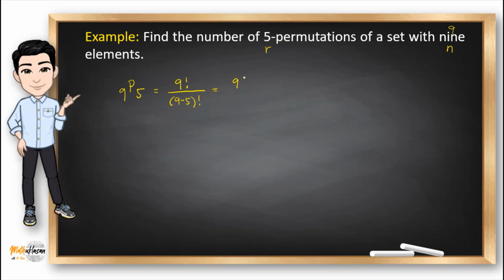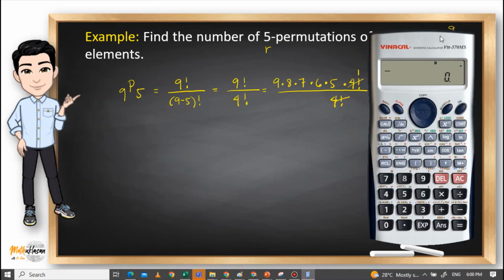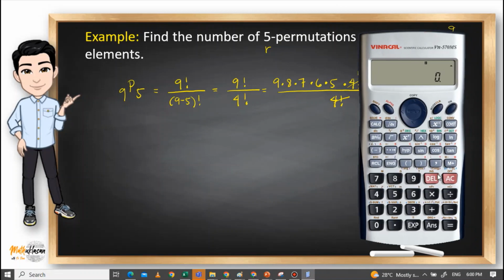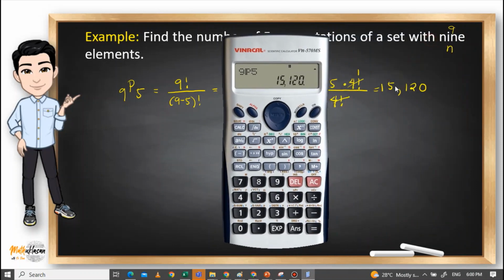Using the formula, we'll have 9 factorial divided by 9 minus 5 factorial. This is equal to 9 factorial divided by 9 minus 5, which is 4 factorial. And you can rewrite 9 factorial to 9 times 8 times 7 times 6 times 5 times 4 factorial, and 4 factorial below. So we stop with 4 factorial here so that we could divide it and be equal to 1. So 9 times 8 times 7 times 6 times 5 is equal to 15,120. And of course, we can check our answer by using a calculator. So 9P5, the answer is 15,120.